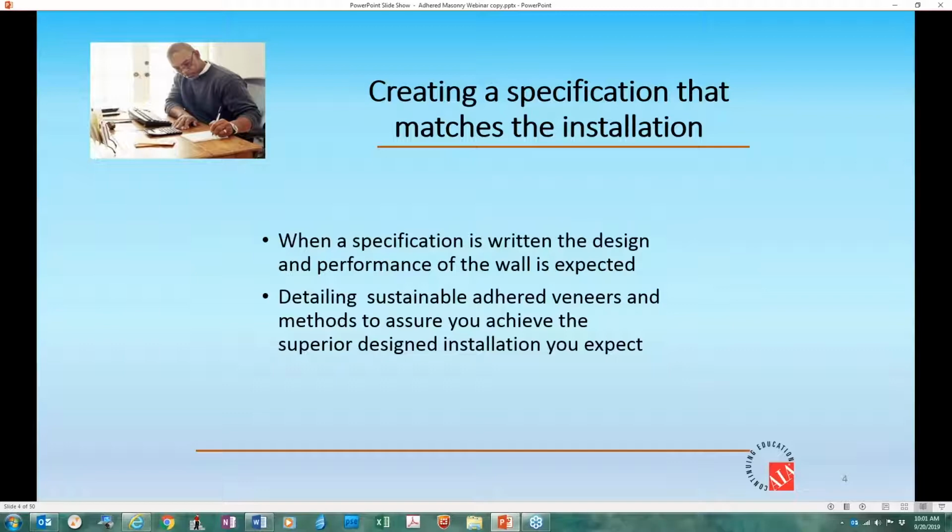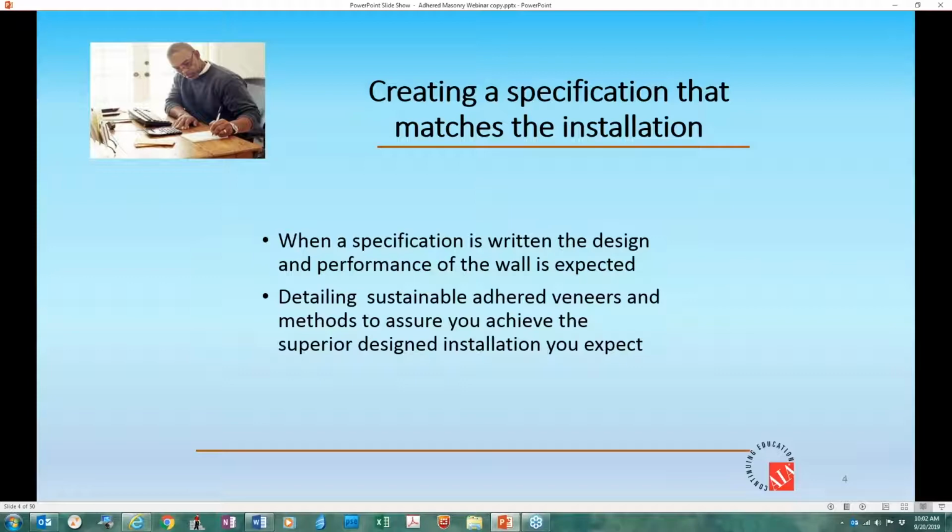Basically, when a specification is written, whether you design it yourself and you want to make sure it's the way you expect it, or when a designer writes a specification, the performance of the wall is pretty much figured out the way they want it. Now, the way that works is sometimes you don't know what crew is going to do the work. So you want to make sure no matter what products are used, no matter who does the work, gives you the same result. And today we're going to talk a little bit about that.